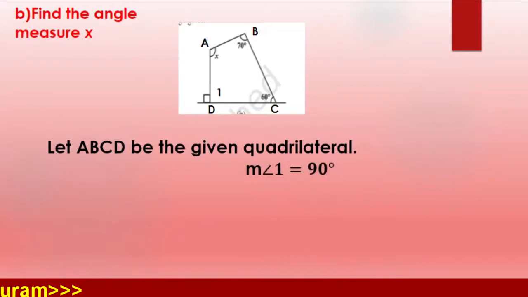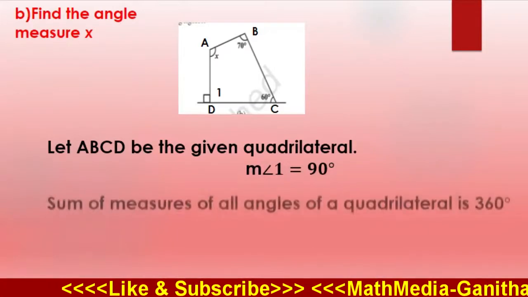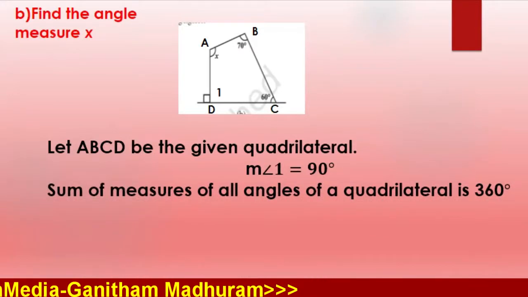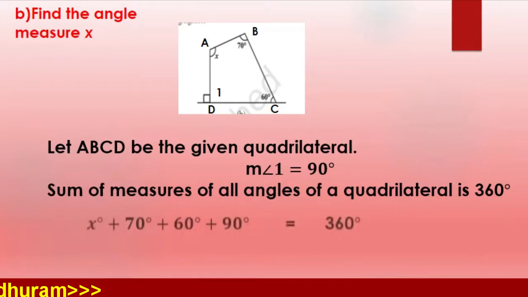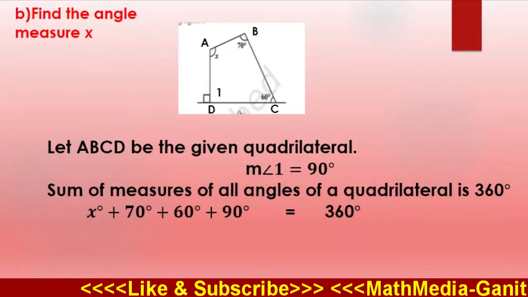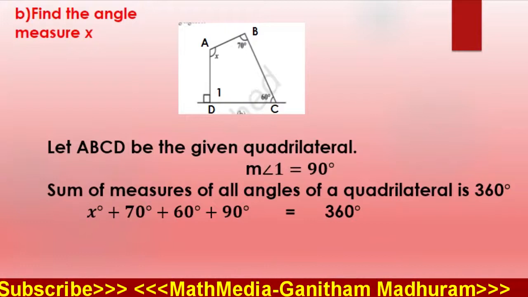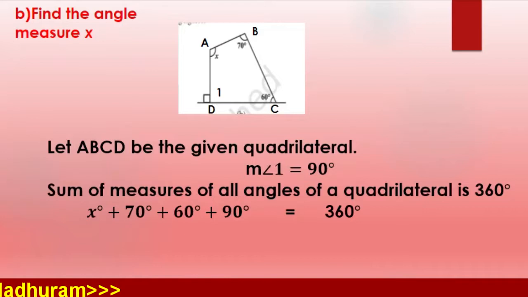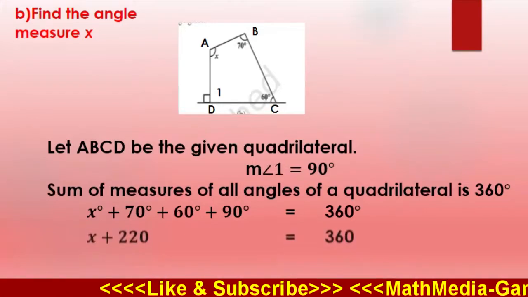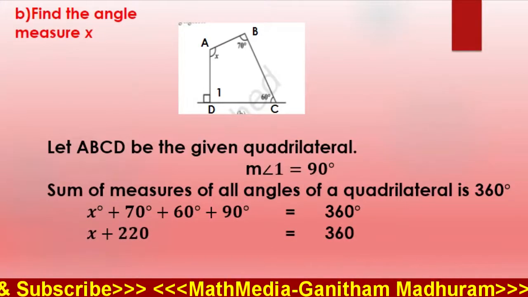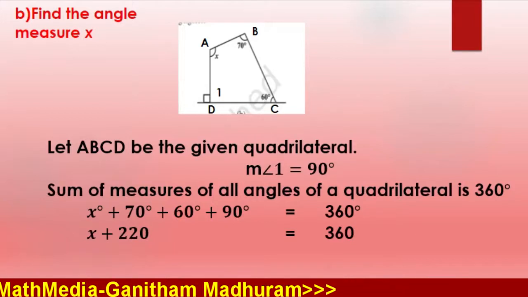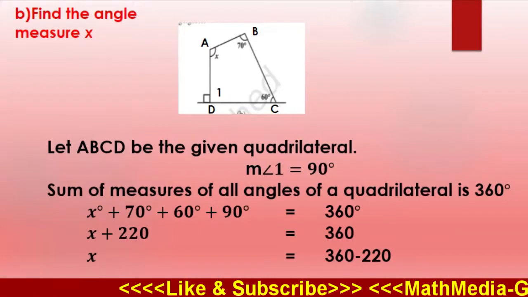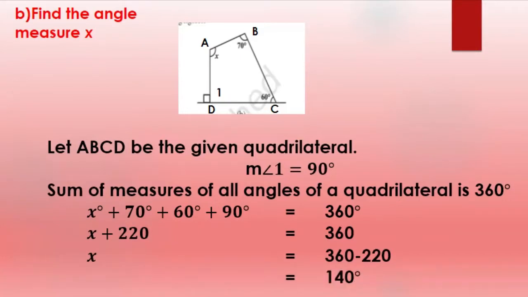By using the angle sum property of a quadrilateral, we can find the value of x here also. Measure of angle 1 equal to 90 degrees. The sum of measures of all angles of a quadrilateral is 360 degrees. So we add all the angles: x plus 70 plus 60 plus 90 equal to 360 degrees. That is x plus 220 equal to 360 degrees, or x equal to 360 minus 220, that is x equal to 140 degrees.